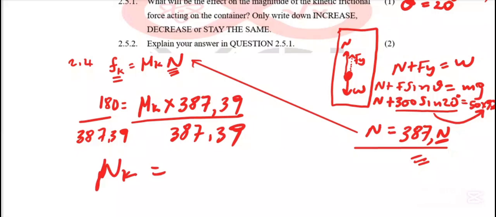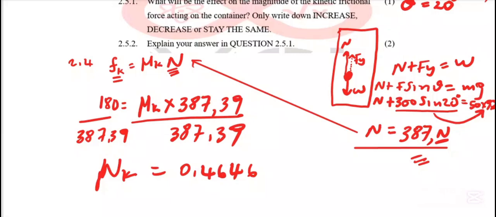Then we press the calculator, 180 divided by 387.39. So we have 0.464, 5, then you round off there. There is also 6 here, then you round off. That is the answer for 2.4.